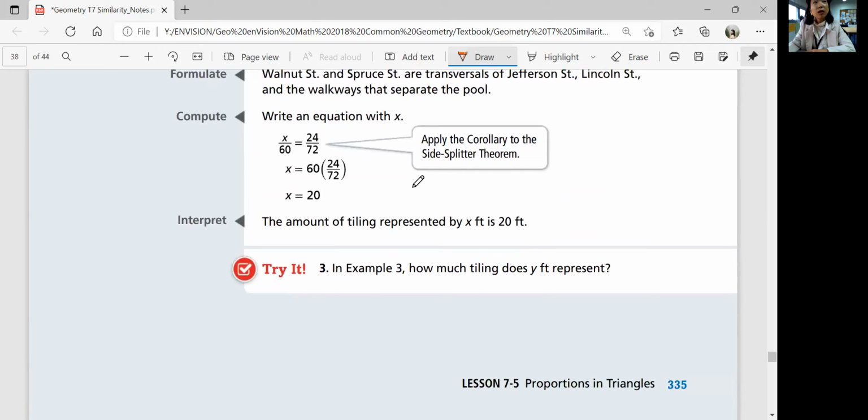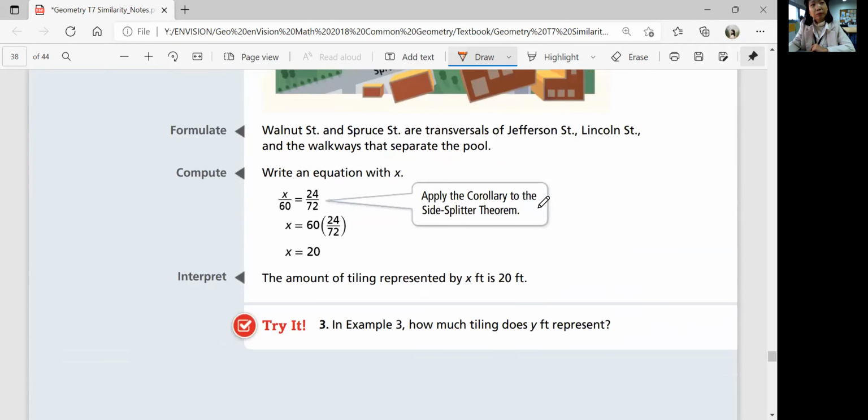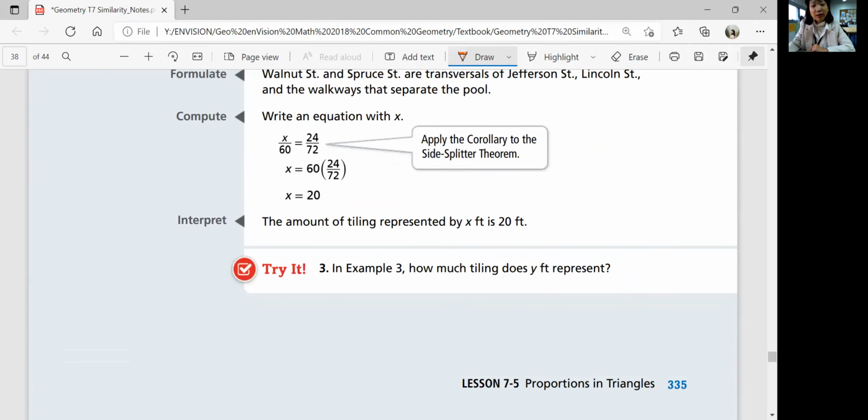Okay. Can you try this? Try number 3. In example 3, how much tiling does Y feet represent? Can you figure out Y using the same theorem? Come back when you're ready for answers.